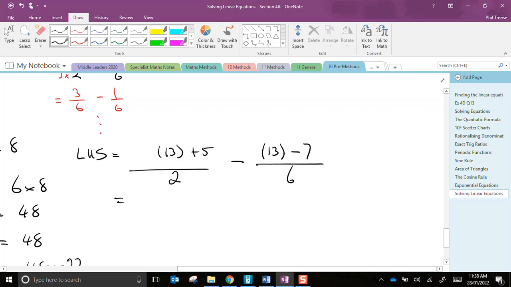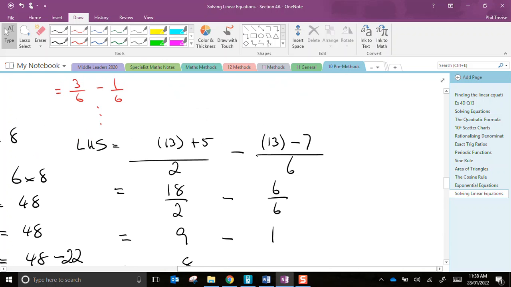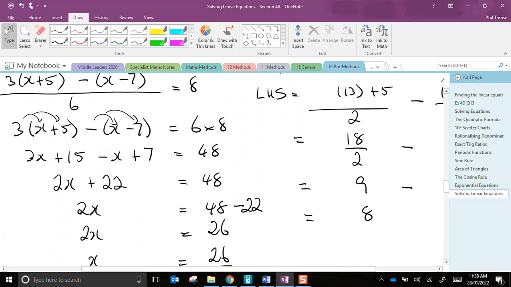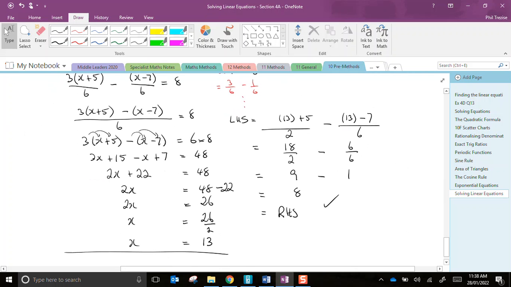So let's do this. 13 plus 5 is 18 divided by 2 minus 13 take 7 is 6 divided by 6. 18 divided by 2 is 9. 6 divided by 6 is 1. 9 take 1 is 8. And the original equation was equal to 8. So that does equal the right-hand side. Check. We did it. It worked.